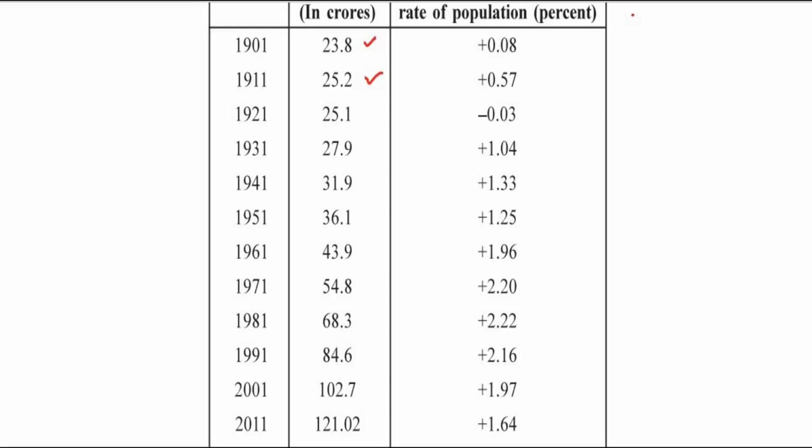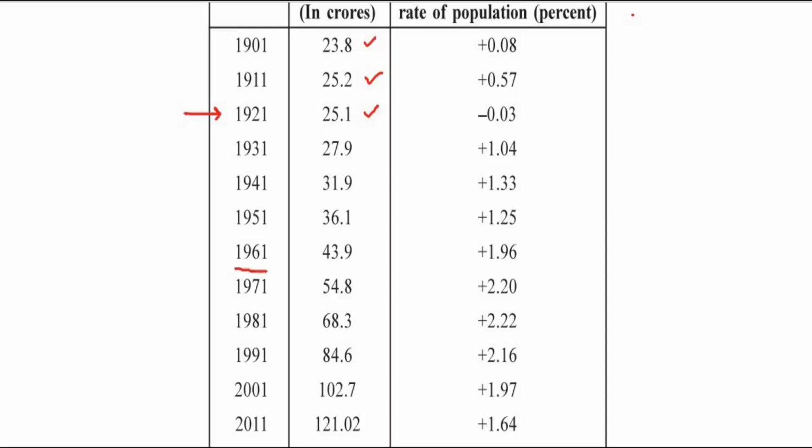Very less growth. Then 1921 is a very special year. It is the only year in which the population has gone down. It has gone down to 25.1 crore, so 1.1 crore population has gone down. So a negative growth rate was seen. Then after that, 31, 41, 51, 61.